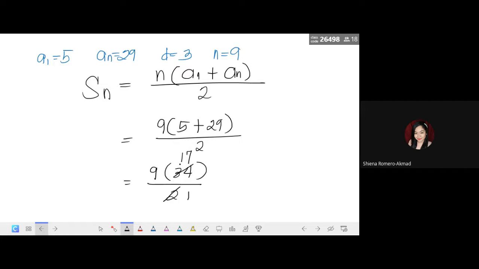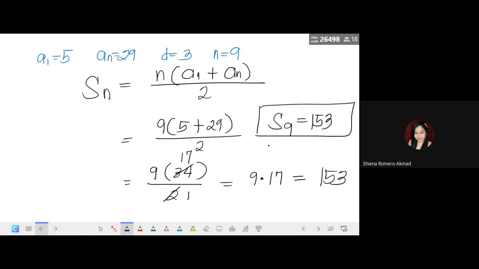So, magiging 17 times 9 na lang. Okay, so 9 times 17. Ano yung magiging answer natin? 153. So, the sum of the 9 terms is 153. Okay? Ganon siya kadali kapag may last term.